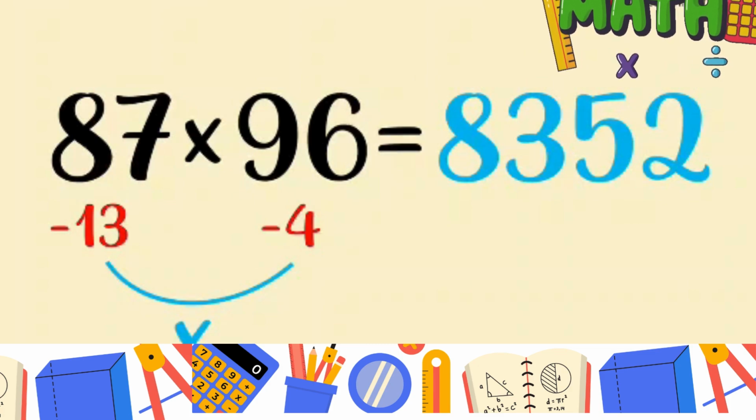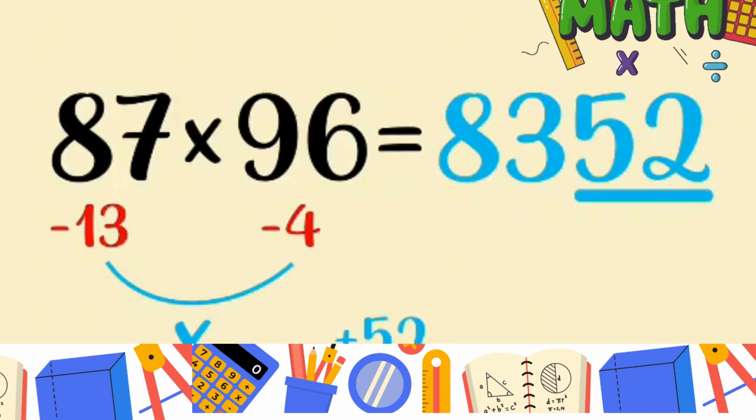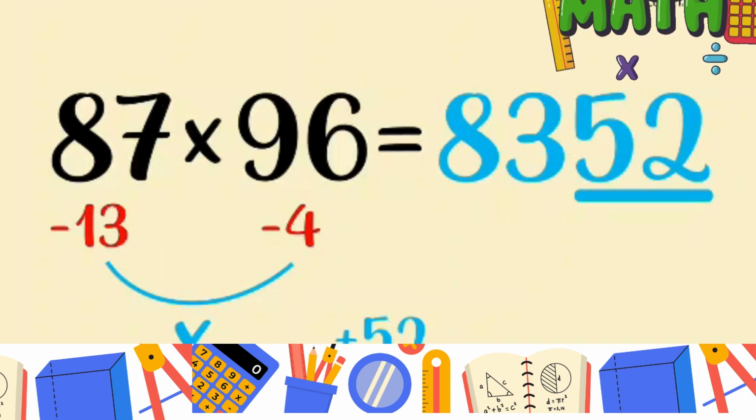To get the last part of our answer, we will multiply these two differences. Negative 13 times negative 4 equals positive 52. We'll just add 52 to our 8300, which is easy. We'll just add 52 to the end and our answer will be 8352.